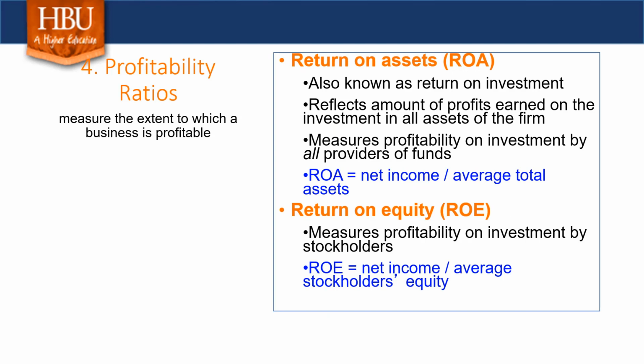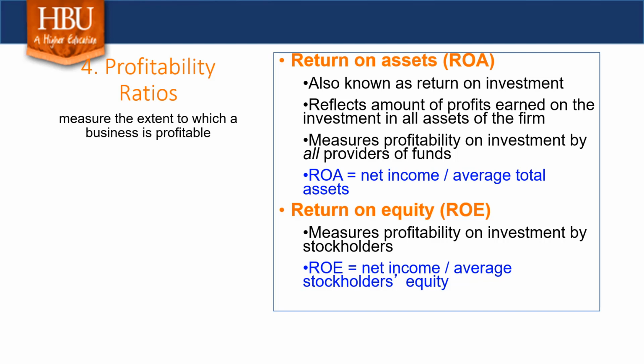The fourth financial ratio we're going to consider are profitability ratios. As the name says, this measures the extent to which a business is profitable. There are a couple of ways that we can determine profit or value of a company. The first is our return on assets, also known as return on investment. This reflects the amount of profits earned on the investments in all assets of the firm. It measures the profitability on investment by all providers of funds. ROA is equal to our net income divided by our average total assets.